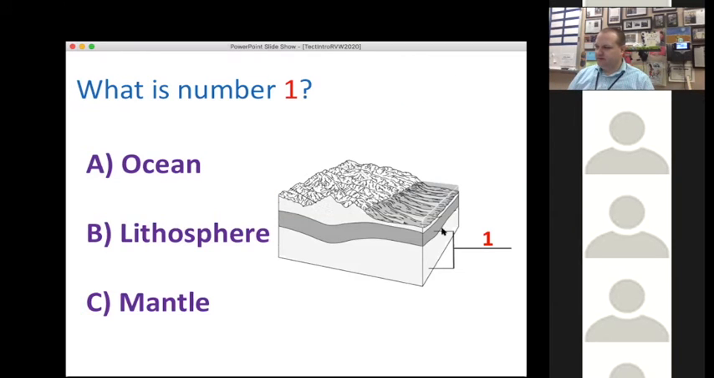What is number 1? What's it pointing at? Notice it's got 2 parts. Is number 1 pointing at the ocean, the lithosphere, the rocky layer, or the mantle? The correct answer here is the mantle. Remember, the top part is the crust. So this would be the continent crust and the ocean crust. But the lithosphere would be these two, the top and the middle one. The mantle is the middle and the bottom. What's just the bottom called? It's called the asthenosphere. So because it's both of them, this is referring to the mantle.